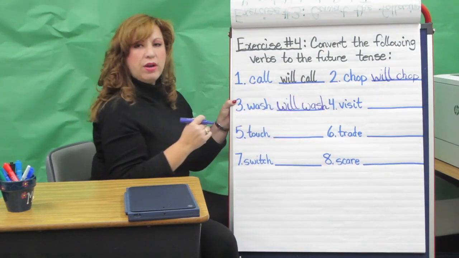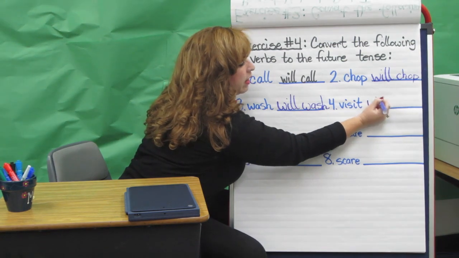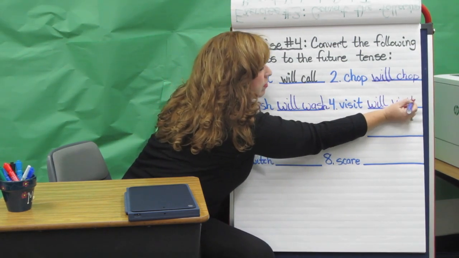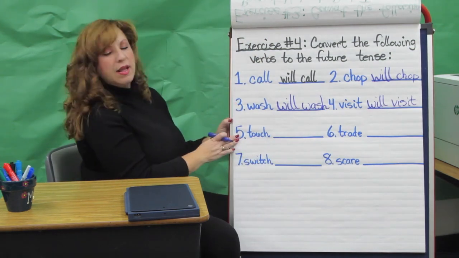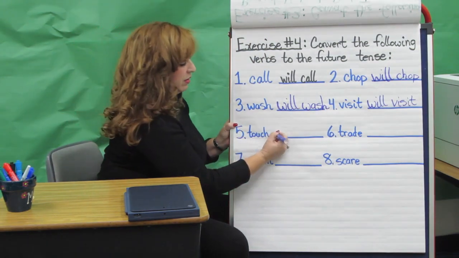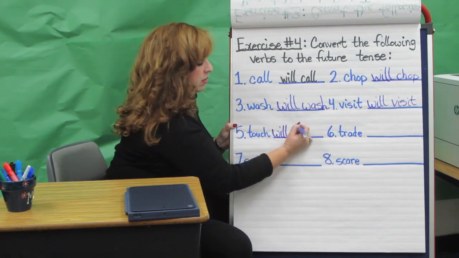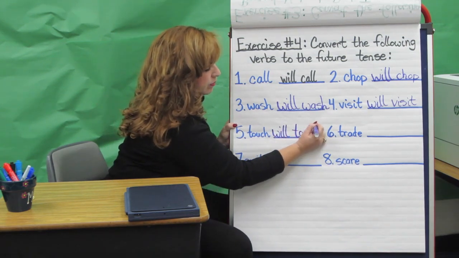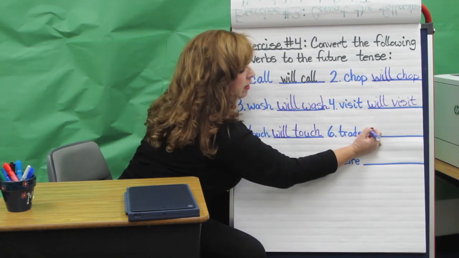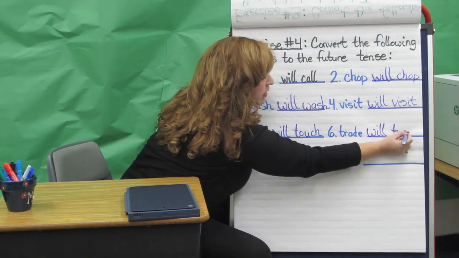In number 4, we have visit. Will visit. In number 5, we have touch. And we will add will touch. Number 6 is trade. Will trade.